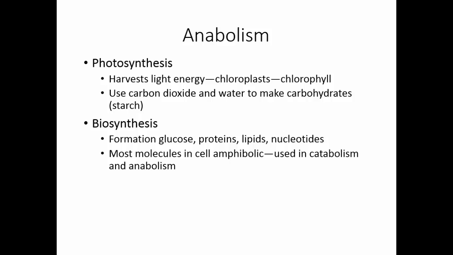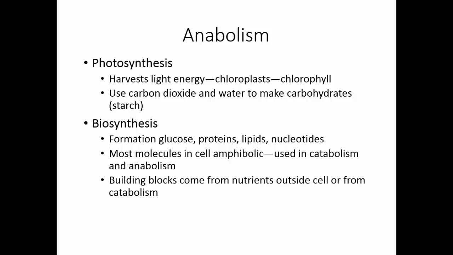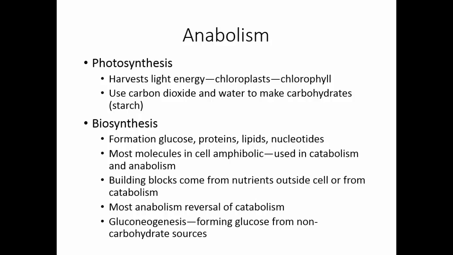Most molecules in a cell are what we call amphibolic molecules. That is, they can be used in catabolic reactions or in anabolic reactions. As we're breaking molecules down, we sometimes make the building blocks that we need for anabolism. Basically, anabolism is just the reversal of catabolism, and most of these reactions are two-way reactions. Gluconeogenesis is the process of making glucose from some molecule that is not a carbohydrate.